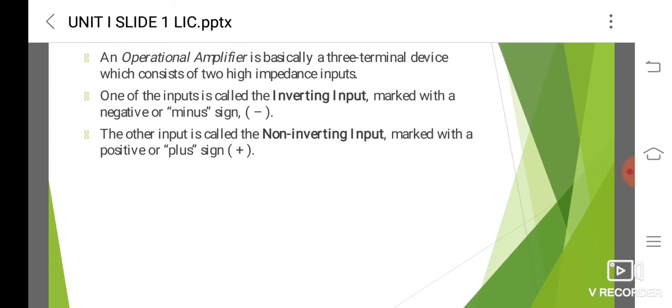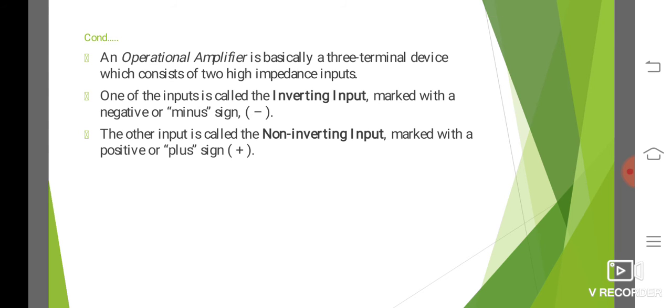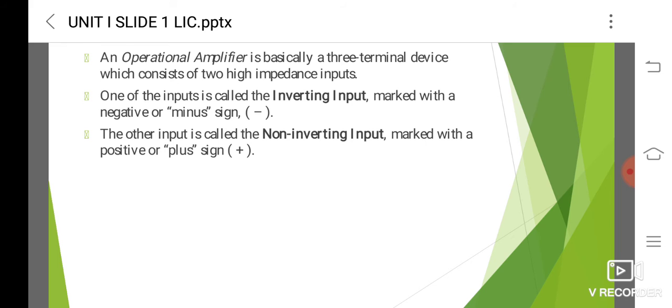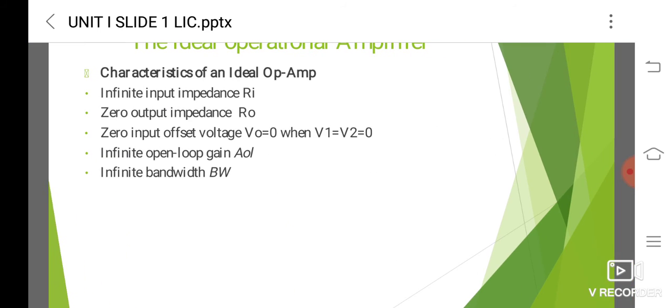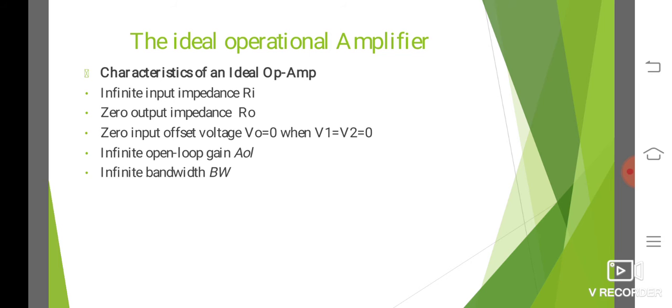Here, as we have already seen, there are 3 terminals, which consist of 2 high input impedance inputs. One of the inputs is called the inverting input, marked with a negative or minus sign, and the other one is the non-inverting input, marked with a positive or plus sign. Okay. Now, what is an ideal operational amplifier?